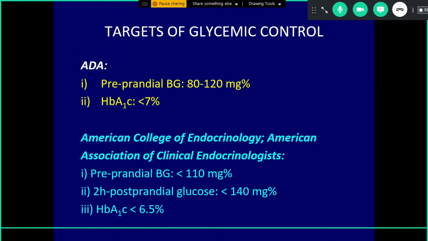So the personalization of targets will depend on the age of the patient, their comorbidities, their ability to manage and recognize hypoglycemia, their ability to monitor and measure glucose at home, and therefore the top recommendation of a pre-meal 80 to 120 and an A1C of less than 7% is a reasonably generic recommendation which can be accepted for most groups of people.